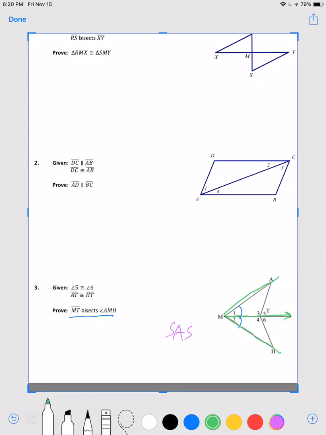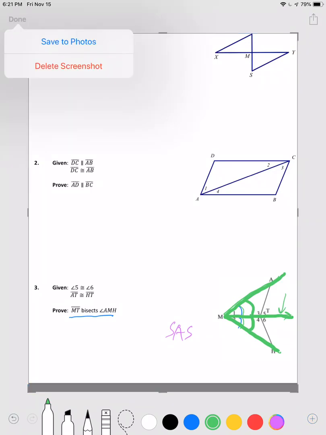Well, it does because by definition, an angle bisector like MT has to create two equal angles from the original larger angle, AMH. It creates two equal size angles. So it is a perpendicular bisector. It is an angle bisector. Okay, so that's kind of like the logic with the markings, and then you guys can go look at the 2-column proof to see how it works.